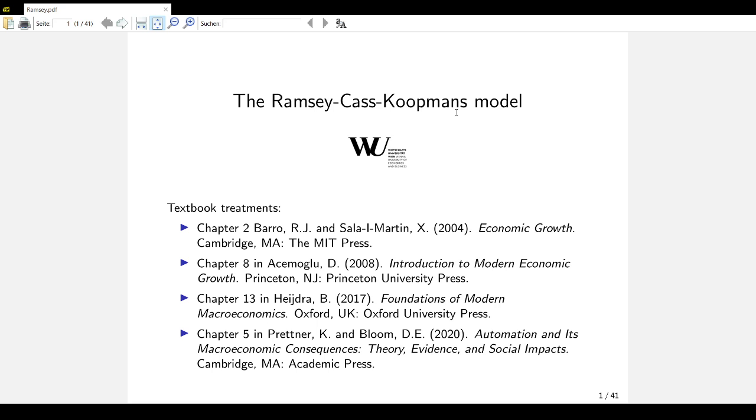You can find good textbook treatments on this, for example, Chapter 2 of Barro and Sala-i-Martin, the book on economic growth from 2004, or Chapter 8 in Acemoglu, Introduction to Modern Economic Growth, Chapter 13 in the book by Ben Heijdra, Foundations of Modern Macroeconomics, or you can also find it in Chapter 5 of the book that I've written with David Bloom on automation and its macroeconomic consequences: theory, evidence, and social impacts.